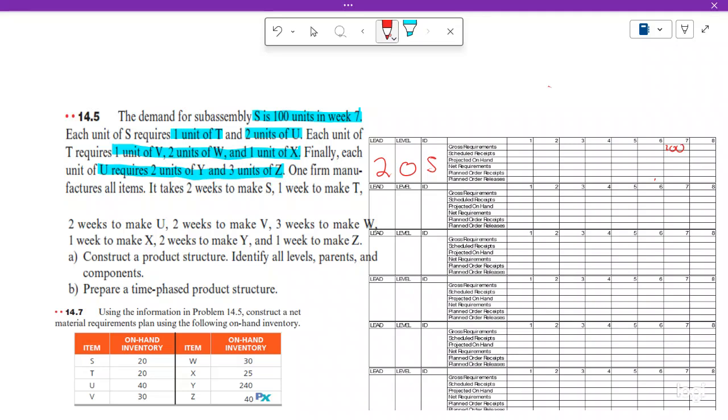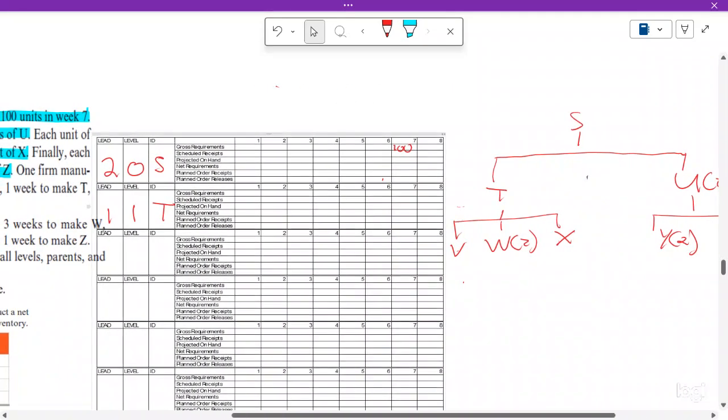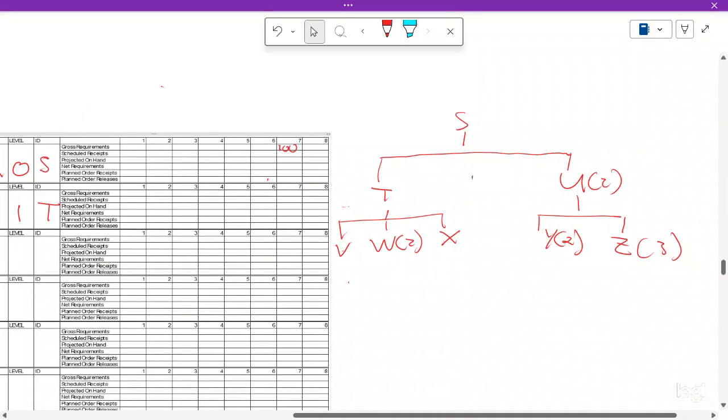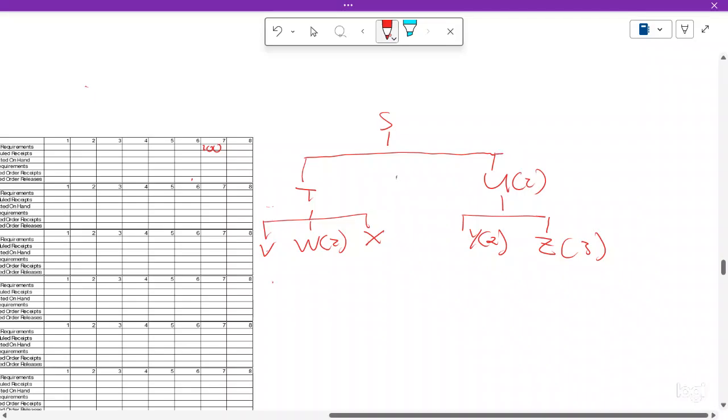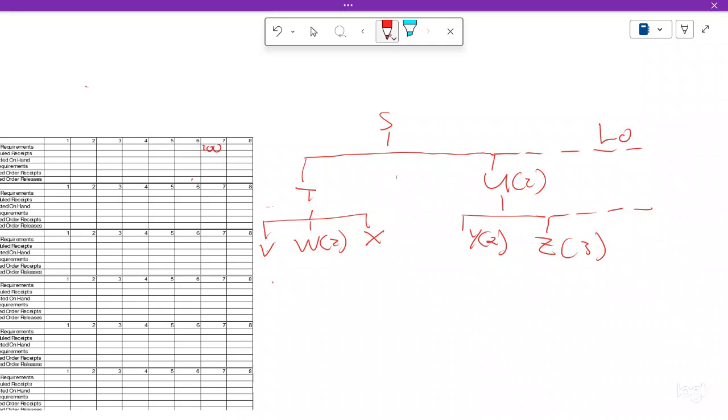Then for T, which is level 1, it takes 1 week to produce T. You must always be able to confirm what you're saying from the product tree. It should always be possible for you to confirm what you are doing here. L0, L1, L2. We have 2 levels.